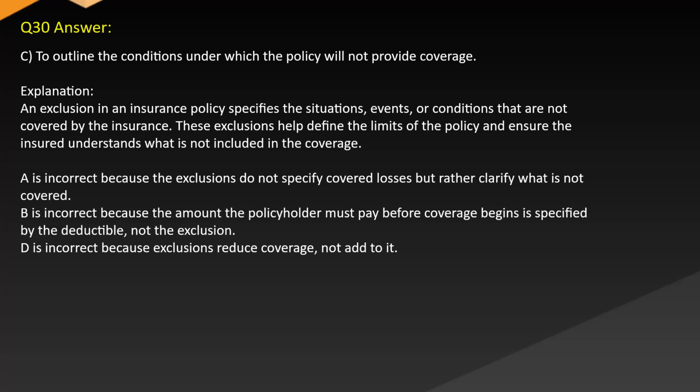Explanation: An exclusion in an insurance policy specifies the situations, events, or conditions that are not covered by the insurance. These exclusions help define the limits of the policy and ensure the insured understands what is not included in the coverage. A is incorrect because exclusions do not specify covered losses, but rather clarify what is not covered. B is incorrect because the amount the policyholder must pay before coverage begins is specified by the deductible, not the exclusion. D is incorrect because exclusions reduce coverage, not add to it.